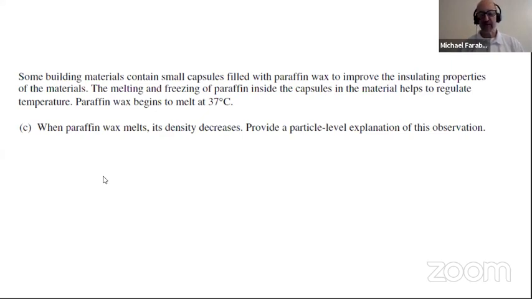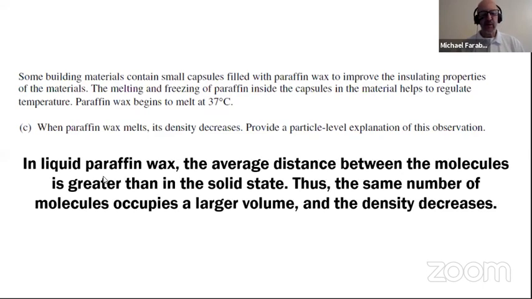And the correct answer is the following. In liquid paraffin wax, the average distance between the molecules is greater than in the solid state. So they're taking up more space as a liquid than as a solid. So the same number of molecules now occupies a larger volume in the liquid state. So the density of the liquid would be less than the density of the solid.